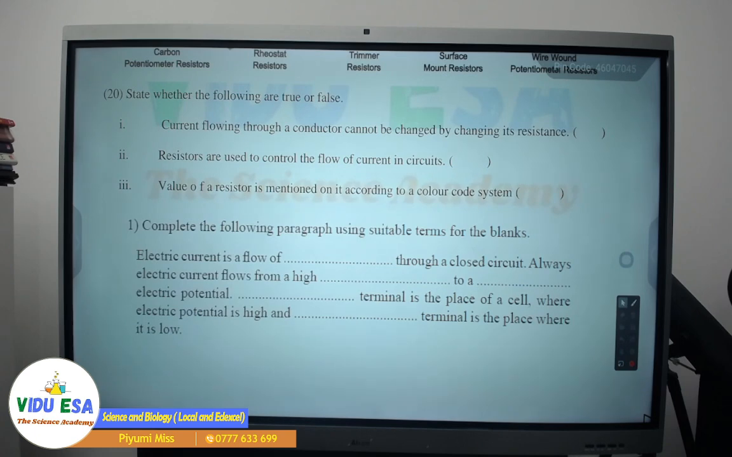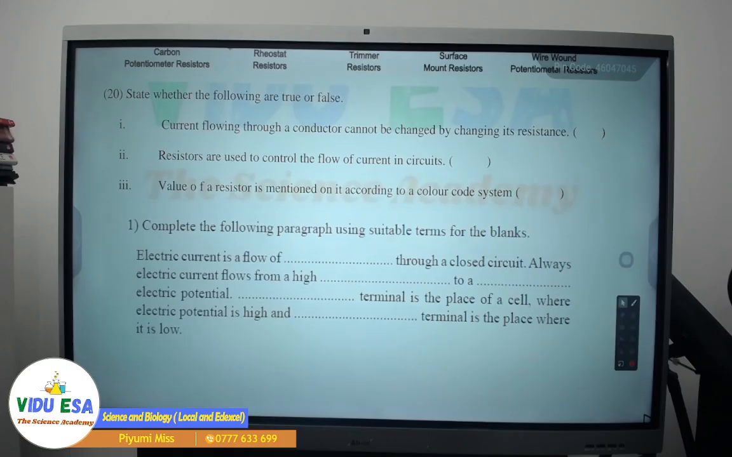What is meant by series connection? A connection in which all the components in a circuit are connected along the same path. Potential difference means the difference in the electrical potential energy between 2 points of the circuit.